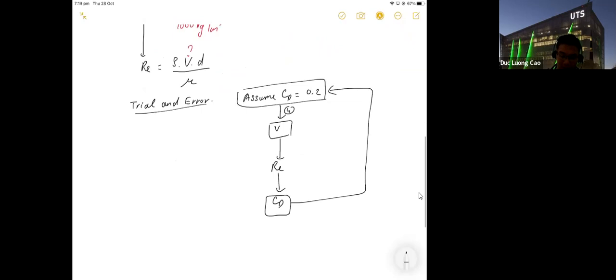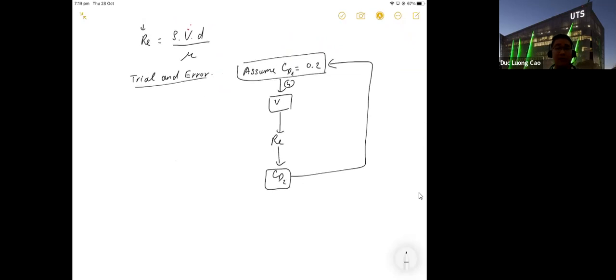I call this one CD1, and this one CD2. You repeat until the difference between CD1 and CD2 is smaller than 10%. This is the trial and error method. You try again until (CD1 minus CD2) divided by CD1 times 100 is smaller than 10%. That's okay. This one you can use in all conditions, in laminar flow and in turbulent flow.